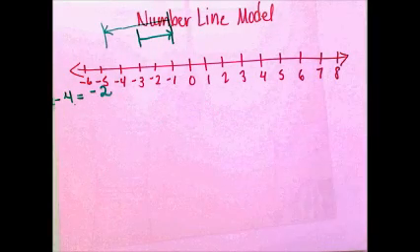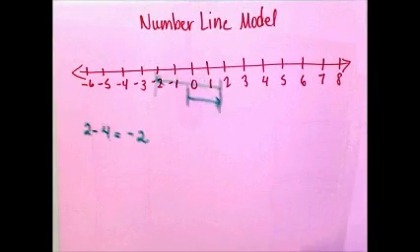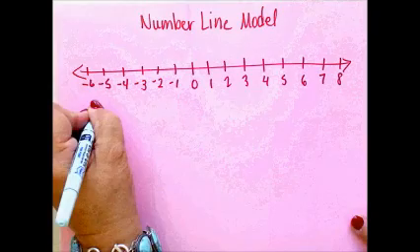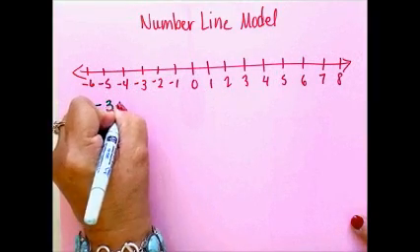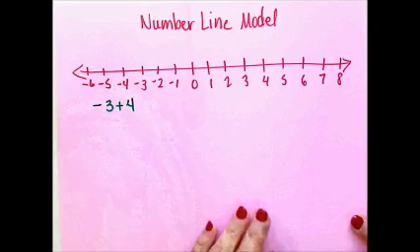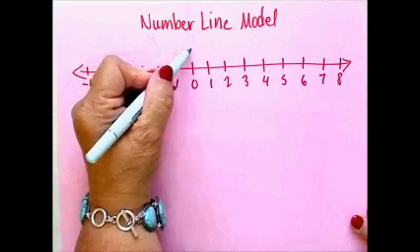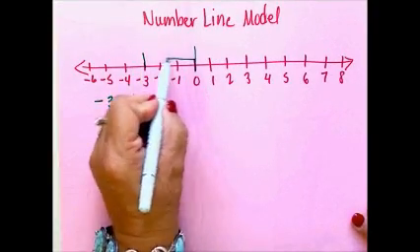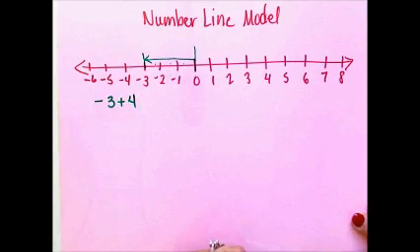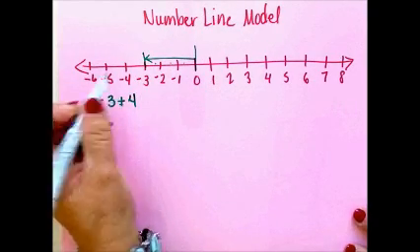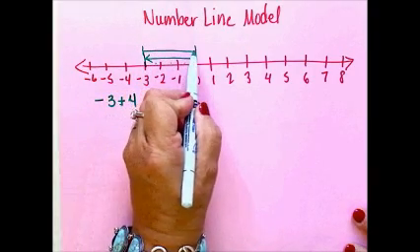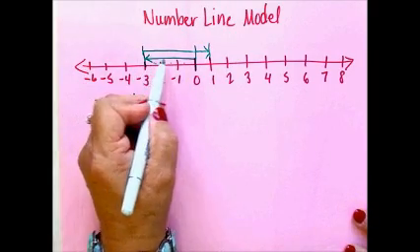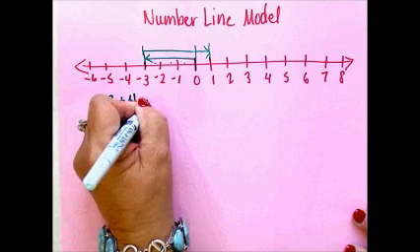Let's look at negative 3 plus 4. I'm going to go from 0 to negative 3, which puts me right here. 1, 2, 3 units. And then I'm going to add to that positive 4. That would put me here at positive 1, because I'm counting 1, 2, 3, 4 units. So that puts me at positive 1.